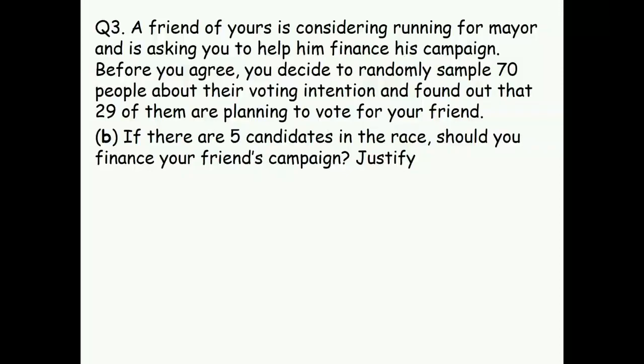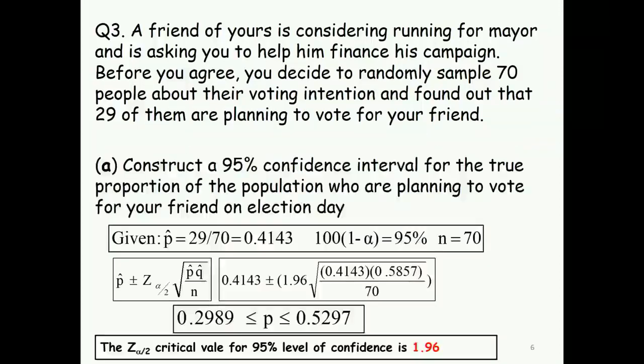Do you say no because you don't like your friend, or yes or no? What is your confidence interval between? The confidence interval is between 30% and 53%.